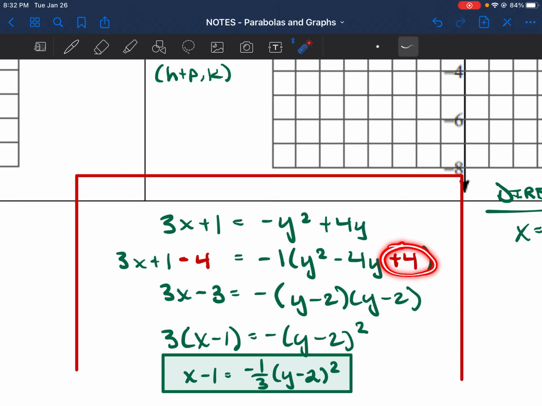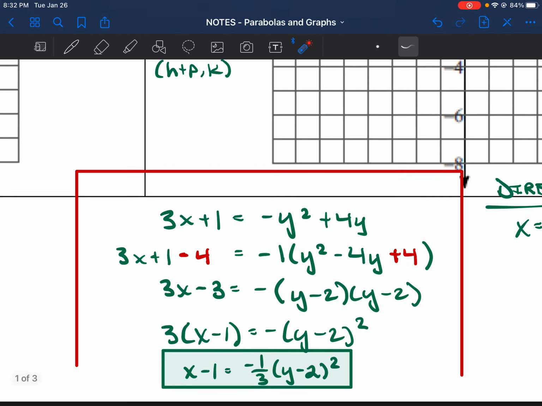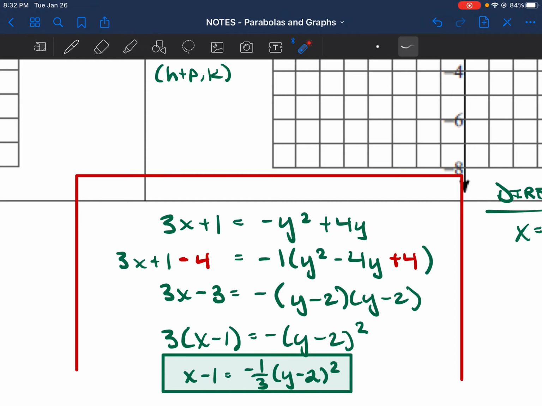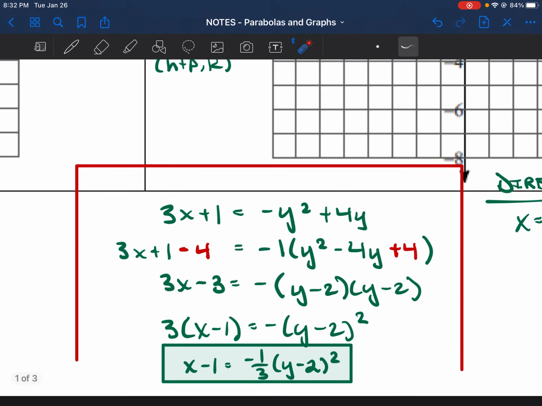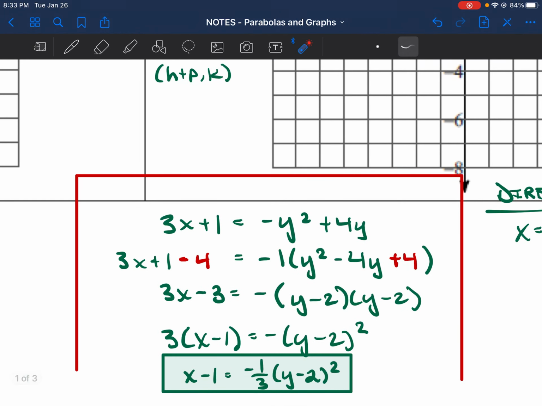But notice that this positive 4 is being multiplied by a negative 1 that we factored out. So to balance out the equation, we put a negative 4 on this side. 3x plus 1 minus 4 is going to give us 3x minus 3. Over here on the right side, y squared minus 4y plus 4 is y minus 2 times itself. And then continuing to simplify, 3x minus 3, we can factor out the 3. We get 3 times x minus 1. Over here, the y minus 2 times itself gives us y minus 2 squared. Don't forget the negative on the outside. And then finally, to get it in the form that we really want, we divide this 3 on both sides.